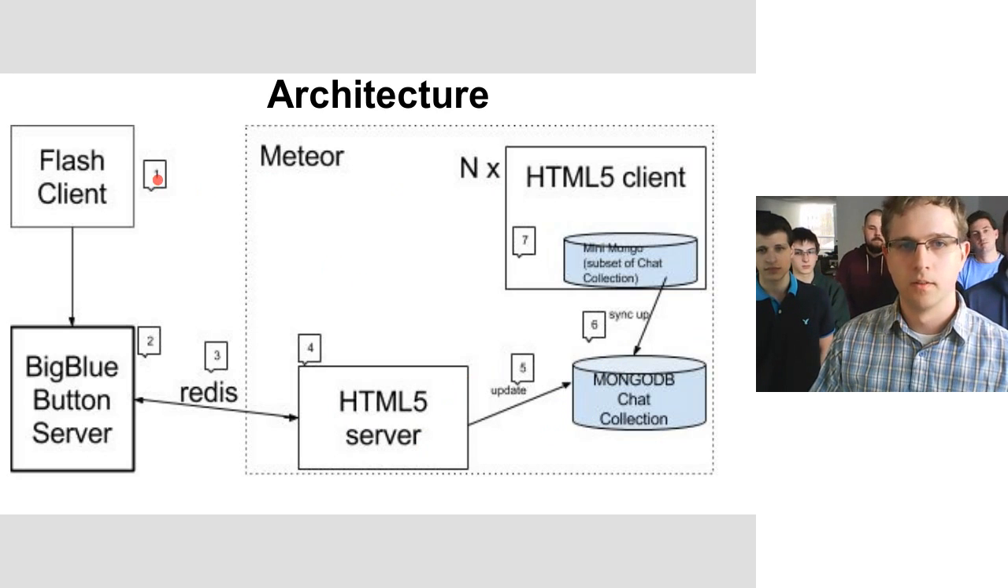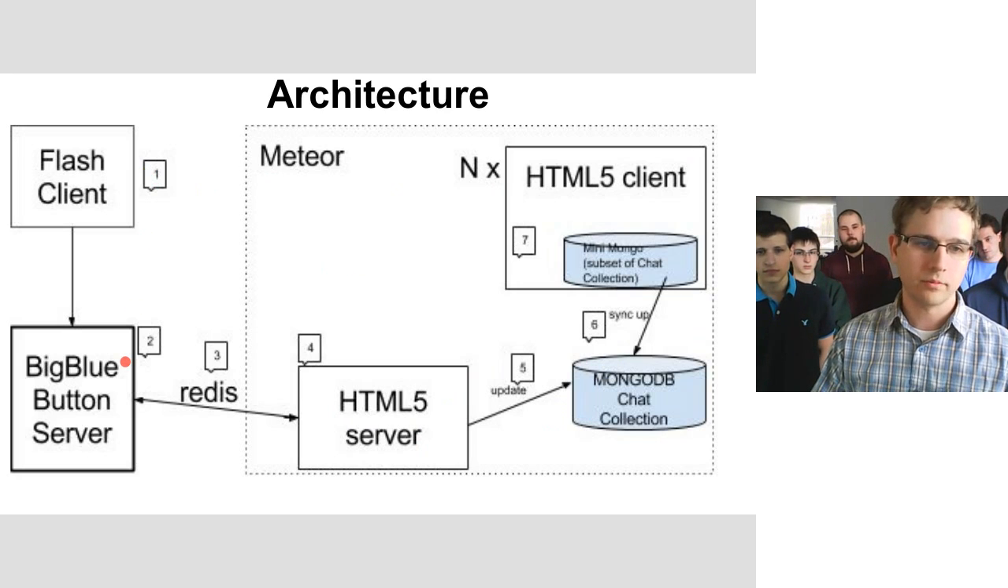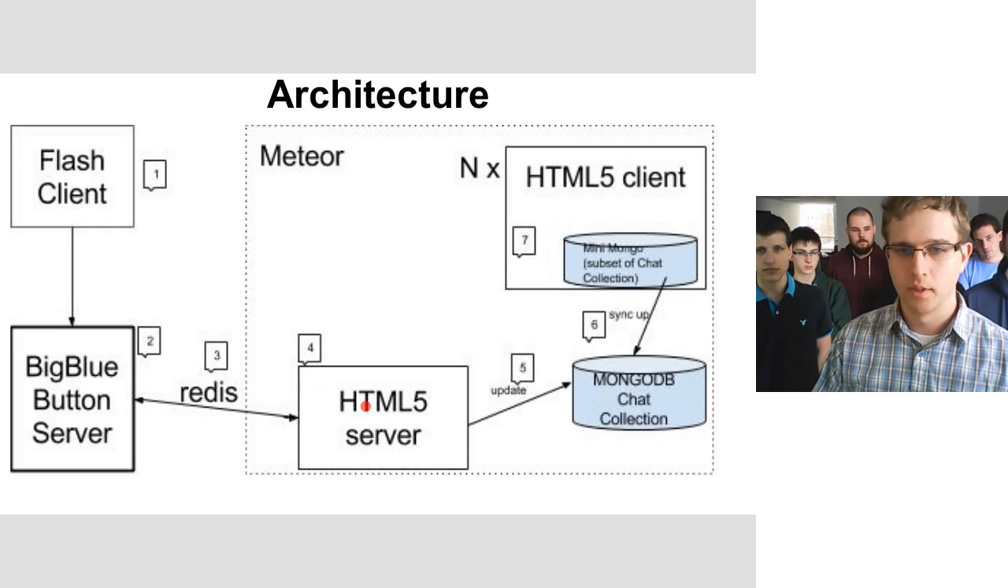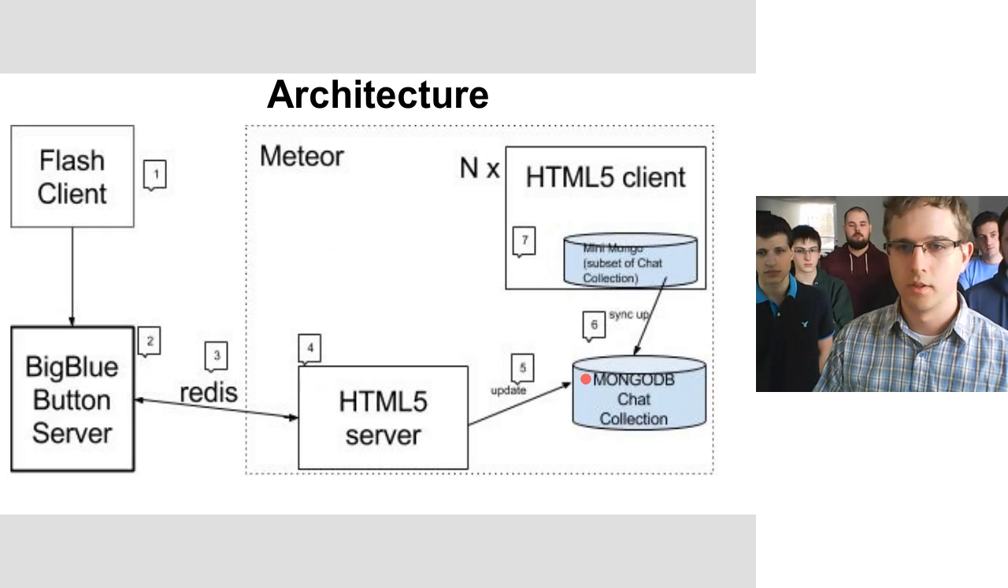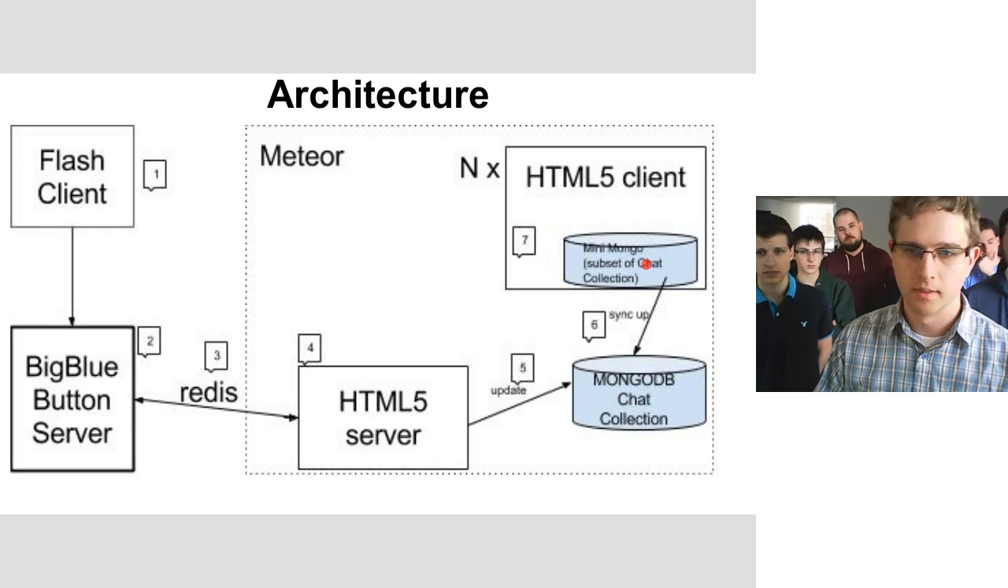So if a Flash client user sends a chat message, that will go to BigBlueButton core, and through Redis it will be propagated to the HTML5 server, and from there everybody who's in that particular meeting will receive the message on the client.